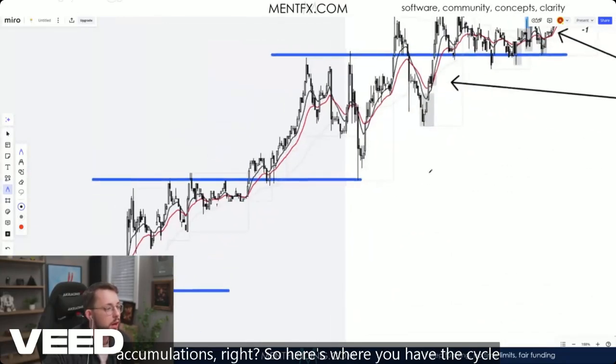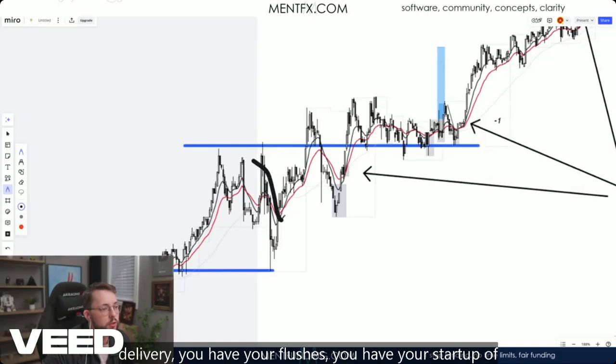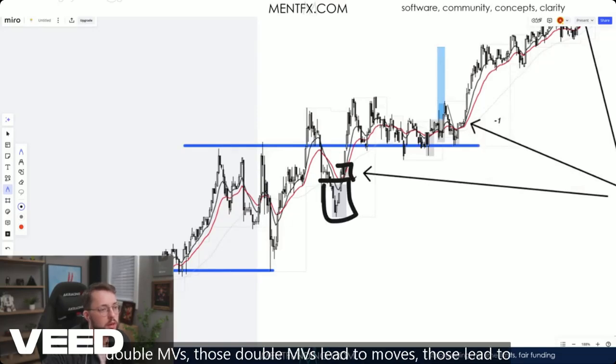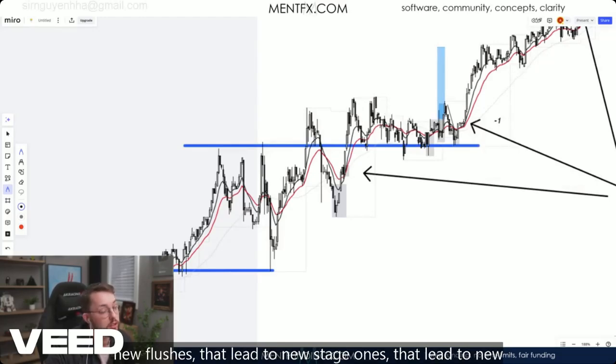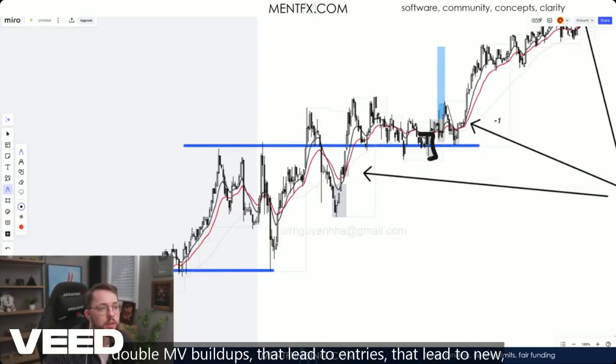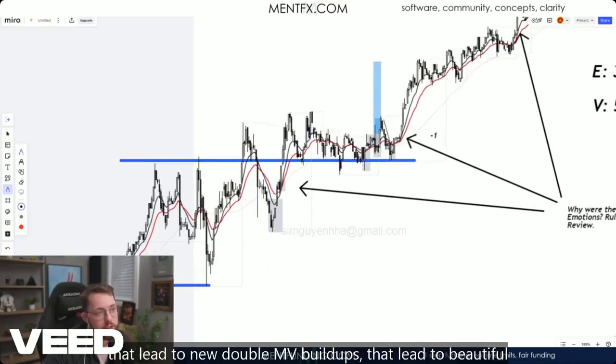So here's where you have the cycle delivery, you have your flushes, you have your startup of double MBs. Those double MBs lead to moves, those lead to new flushes, that lead to new stage ones, that lead to new double MB buildups, that lead to entries, that lead to new flushes, that lead to new double MB buildups, that lead to beautiful entries.